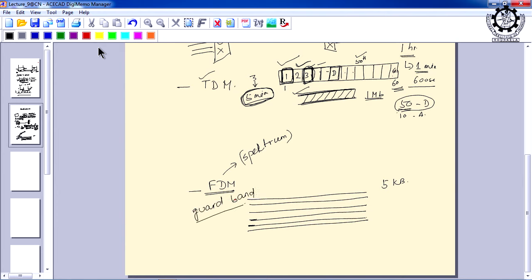Guard band. It is like your framing. If you remember, framing means what? Framing with the frame boundaries. Any word you write, you write with space at both the sides.